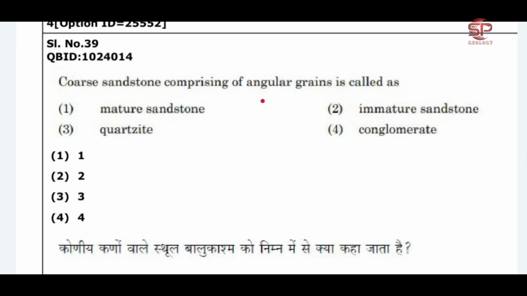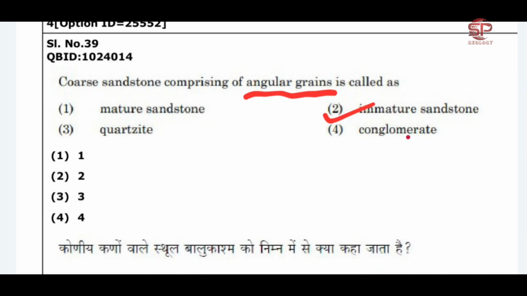The sandstone comprising angular grains is called what? Angular grains mean there is less transportation, meaning less weathering. So it will be considered an immature sandstone. The angularity of grains within a sedimentary rock always indicates immaturity. So it will be immature sandstone.